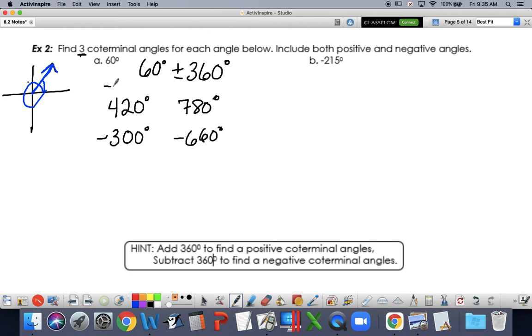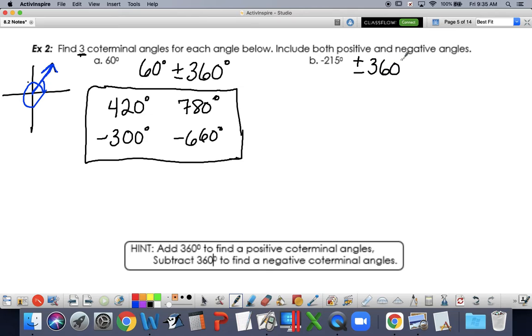So I know the example only asked for 3 and I'm giving you 4. It really is just to show you that all of these angles would be considered coterminal angles with 60 degrees. Let's do the exact same thing with our next example. We're going to add or subtract 360 degrees from this negative 215 degrees. So I get 145 degrees when I add 360. If I subtract 360, I get negative 575 degrees.